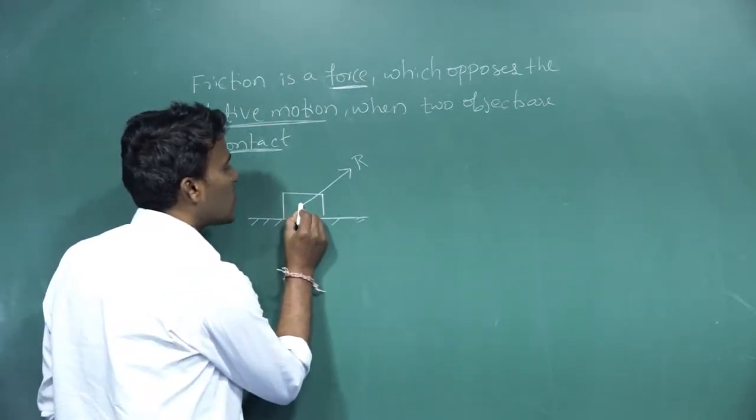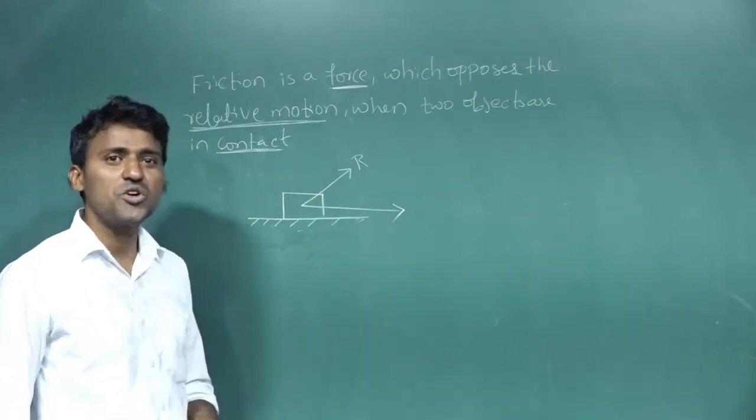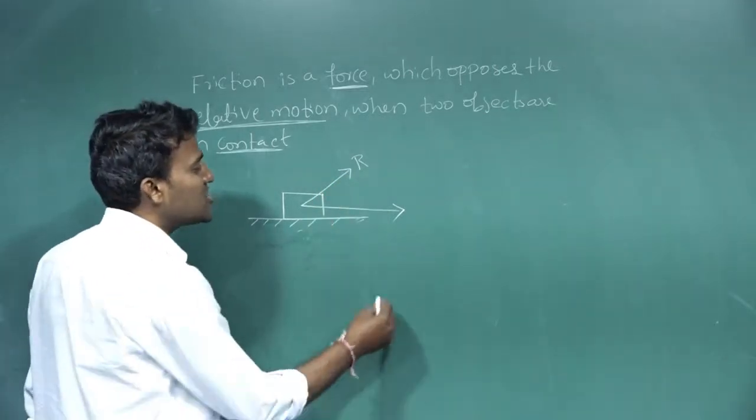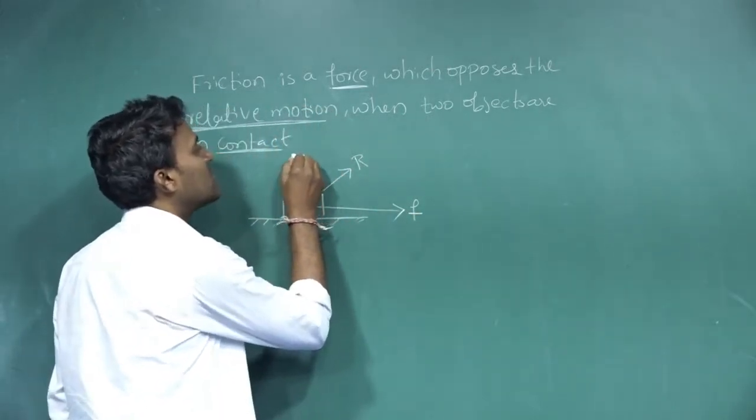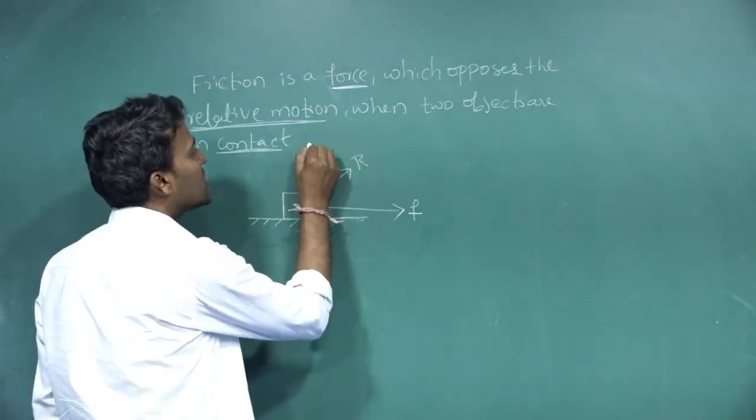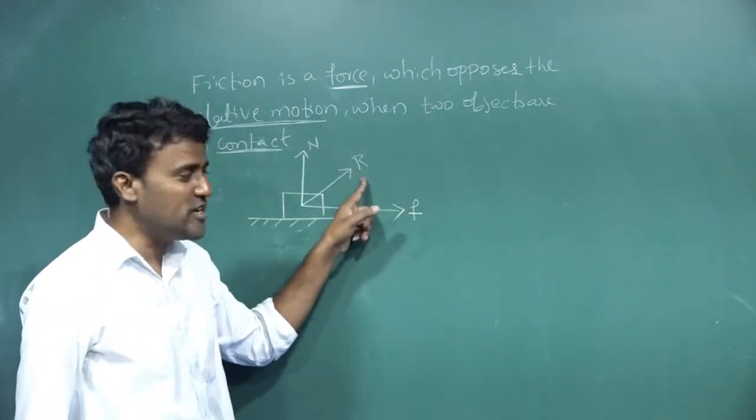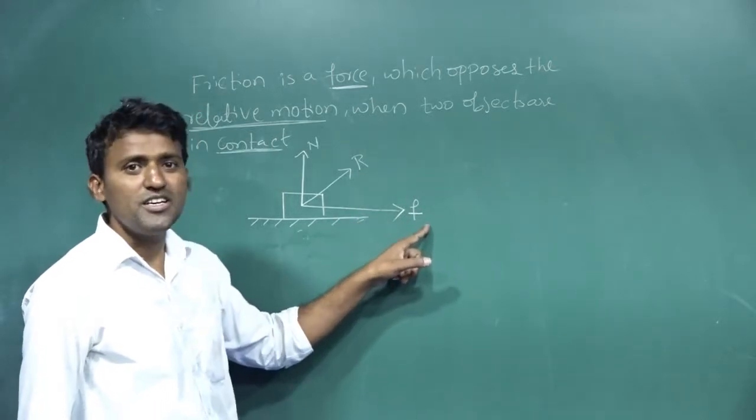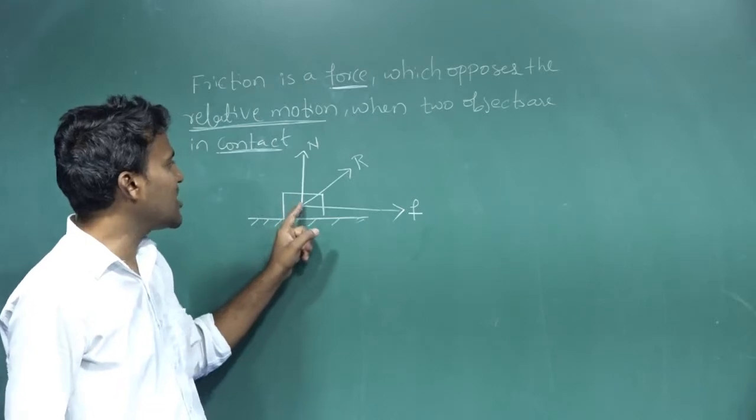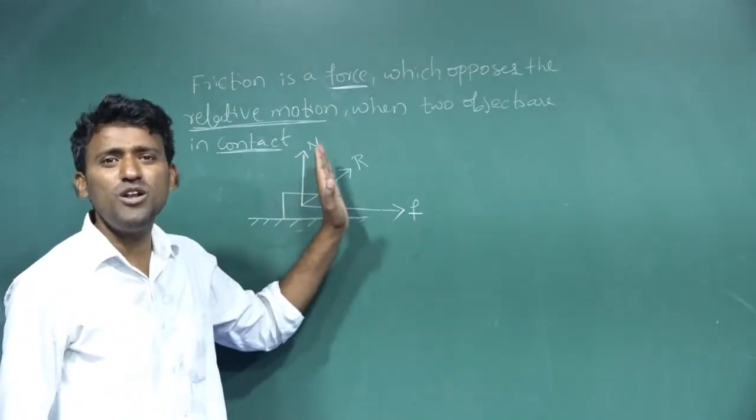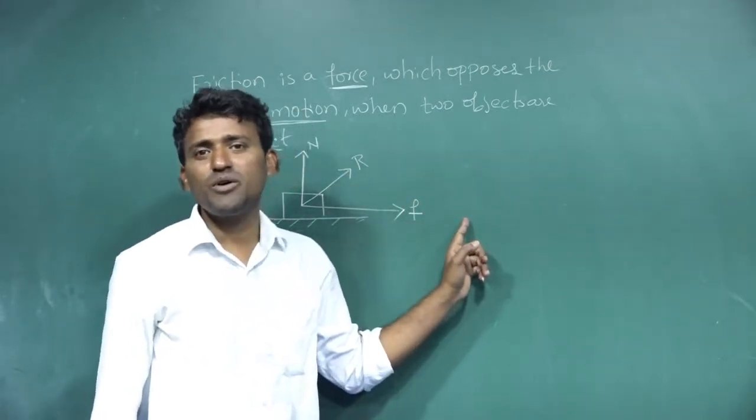Now this reactional force can be resolved into two components. One is the horizontal component, which is the frictional force. The other is the vertical component, which you can call the normal force. The vertical component's name is normal and the horizontal one is nothing but friction.